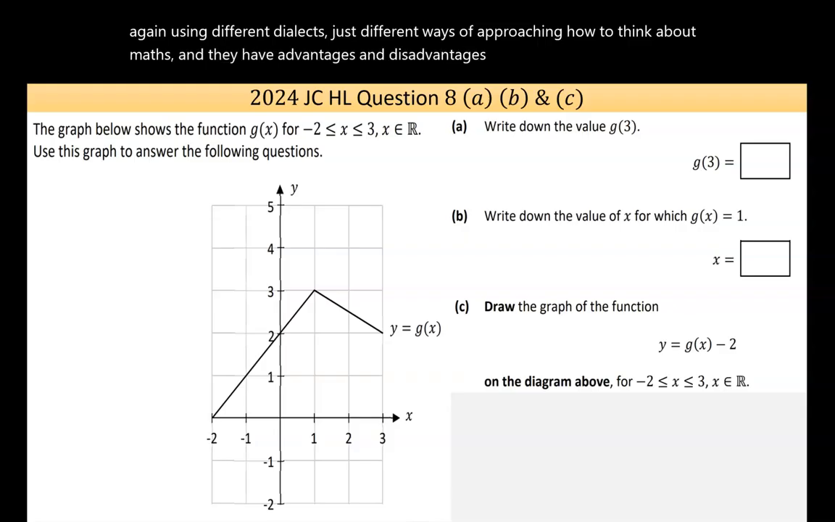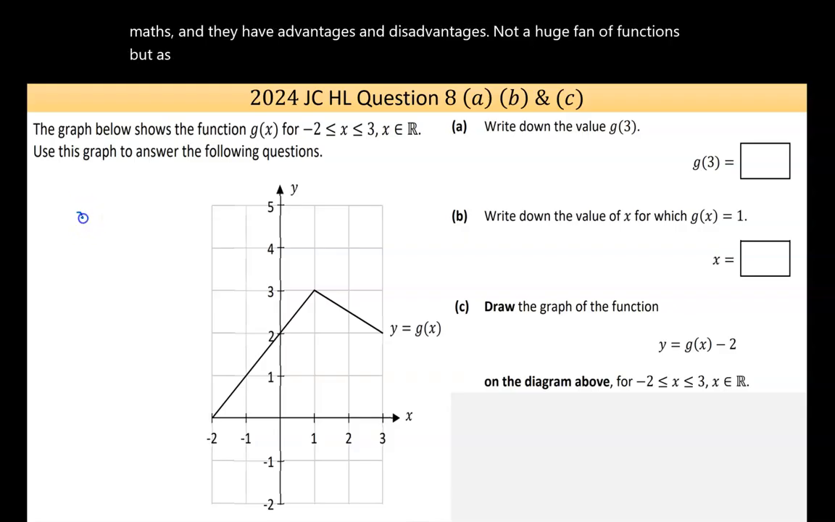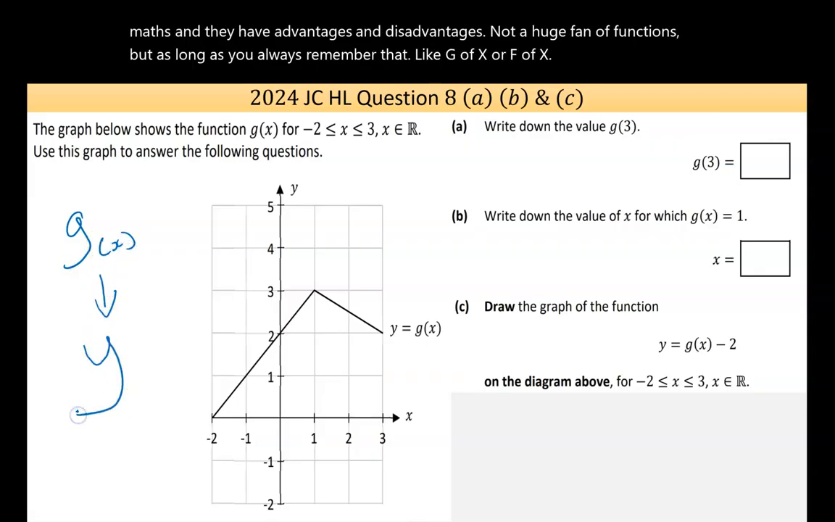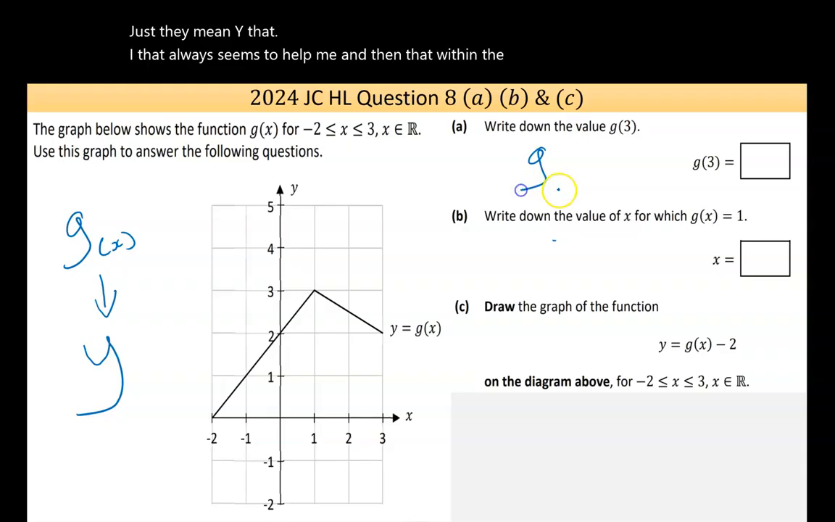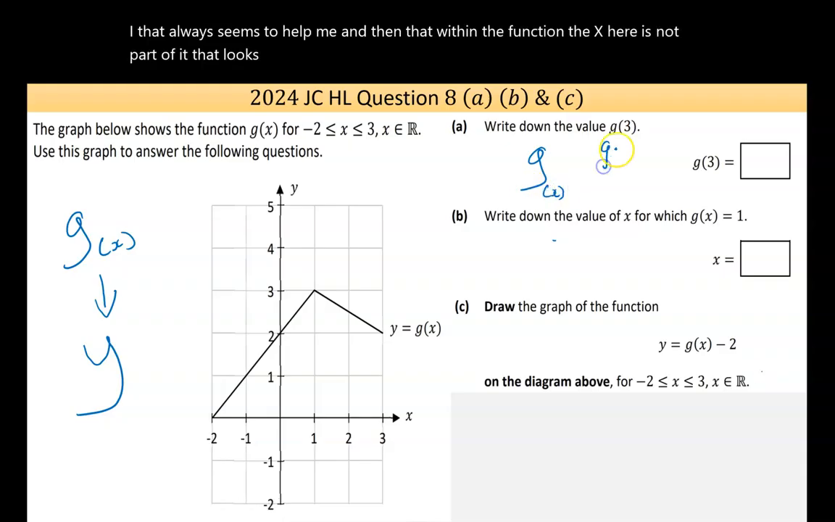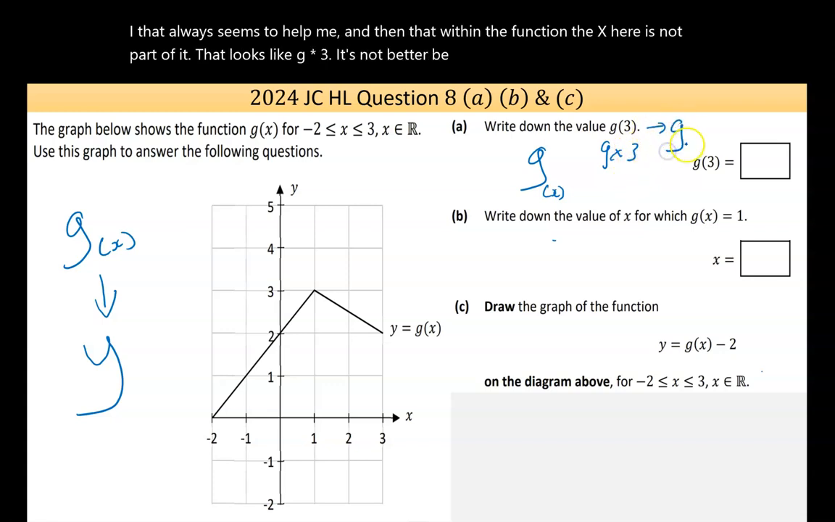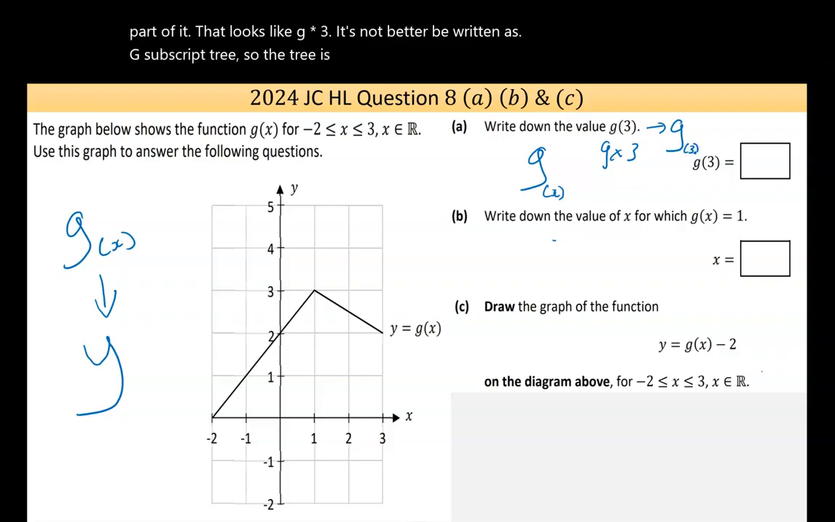Not a huge fan of functions, but as long as you always remember that g of x or f of x, they just mean y. That always seems to help me. And then within the function, the x here is not part of it. Like that looks like g times 3. It's not. It should better be written as g subscript 3. So the 3 is just descriptive for the function. Anyway, I'll stop. So that's question 8.